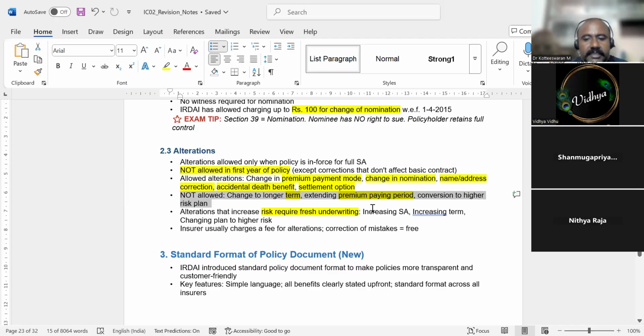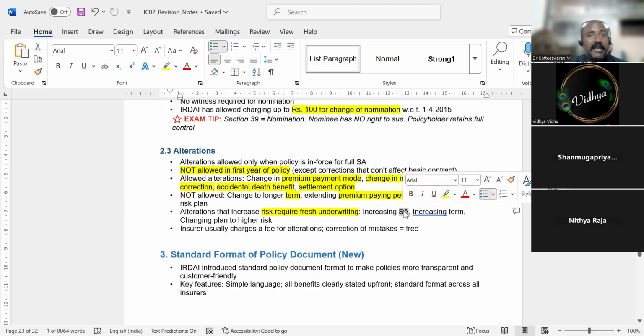What are the changes? Increasing your sum assured. So now you have applied for 10 lakh insurance. You want to change it to 15 lakh insurance. Yes, you can change it, but you need to submit your medical records again to the underwriter and they will review it and increase it if acceptable.